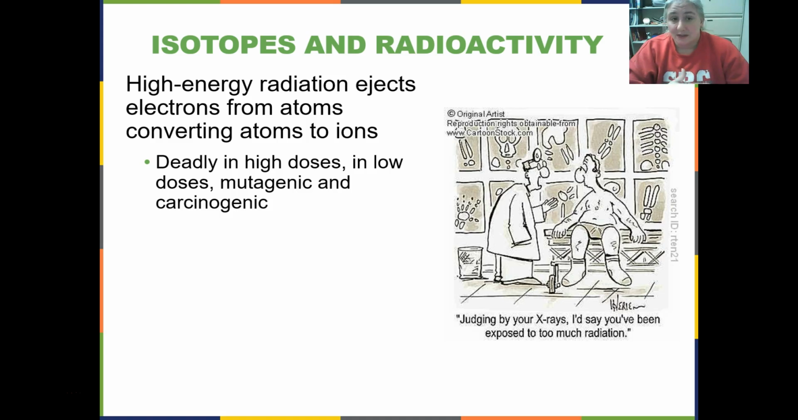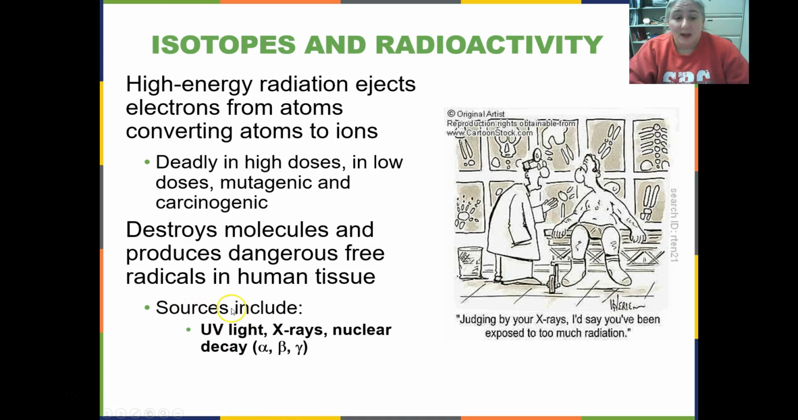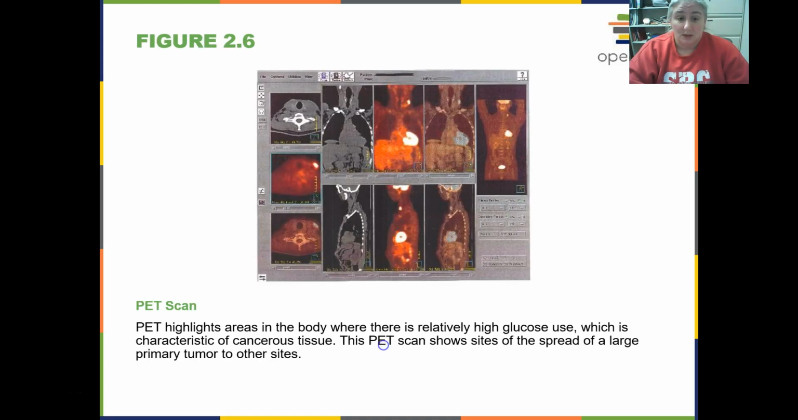So in very high doses, radiation can be very deadly. Lower doses can potentially produce mutagenic or carcinogenic effects, but other forms of radiation can actually be used to help us. So we can use radiation to take pictures of our insides. So that's that PET scan, X-rays, MRIs. We can also use radiation to target tumors and cause those tumors to die because it does kill tissues.